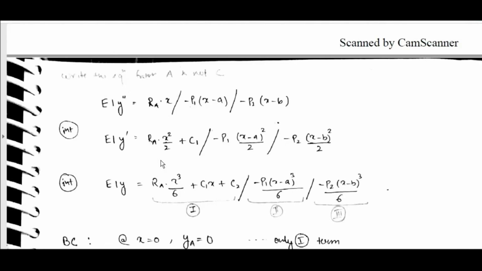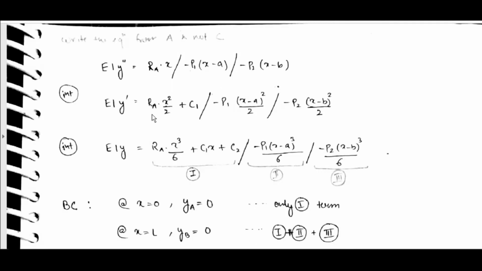EIy double prime is equal to R_A into x minus, written in slash or another bracket form, as these may come into picture or may not come into picture depending on the section where we are taking. Write equations from here, not from C. If we integrate this, EIy prime is equal to like this. No need of constant, right? We are writing constant C1 here.